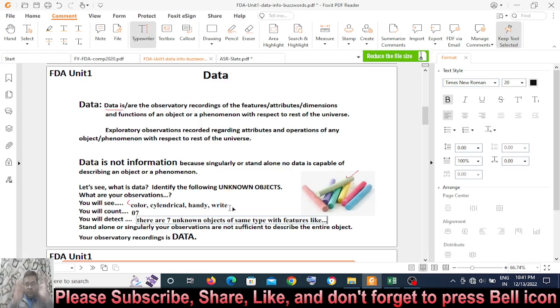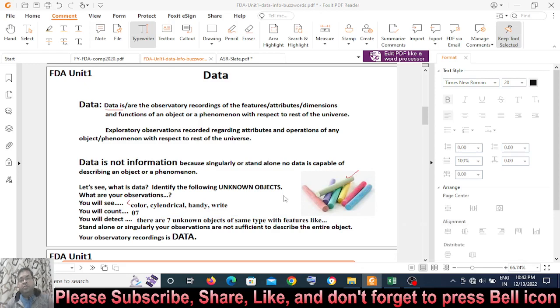So first thing, be clear: data is an observatory recording and it is not information. If someone asks what is data, data is observations or observatory recordings of the facts regarding some object or some phenomena, but this data is not information. It can't be information unless you group all the attributes and operations together. Now let's see what is information.